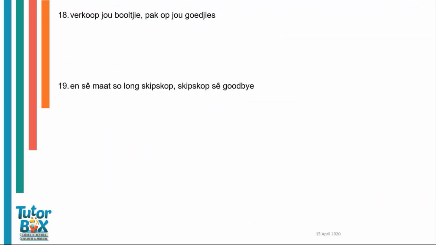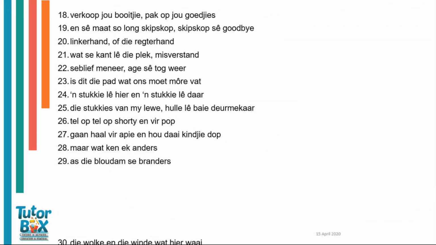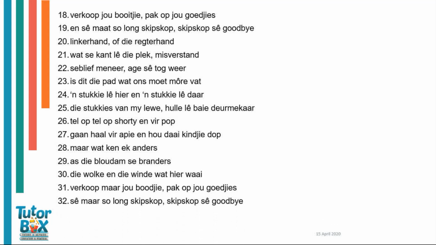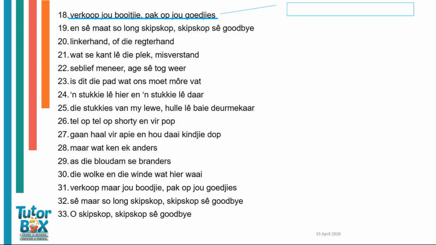Okay, then we get the rest of the poem. Okay, verkoop jou bootjie, pak op jou goedjies. Okay, so a person that has a boat, okay, is normally a fisherman. So if he has to pick up his stuff and leave, it means that he has to sell his business as well. So he must give up his business. Visserman moet besigheid opgee. En sê maat so lank Skipskop.